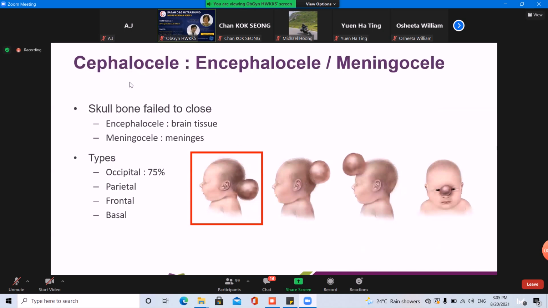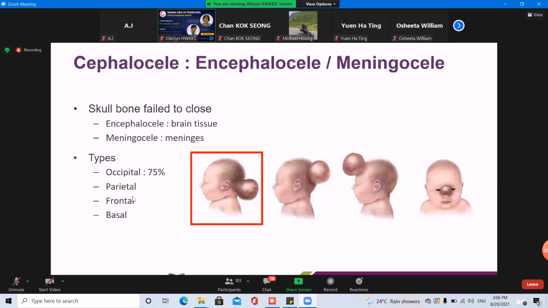And coming to a hole in the brain, a hole in the skull. So it is called cephalocele. The primary pathology of cephalocele is that some part of the skull bone failed to close, and the brain or the meninges just herniate out. If the herniation is composed of brain tissue, it is called encephalocele. If the herniation is composed of the meninges only, it is called meningocele.